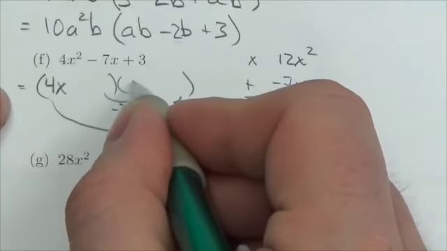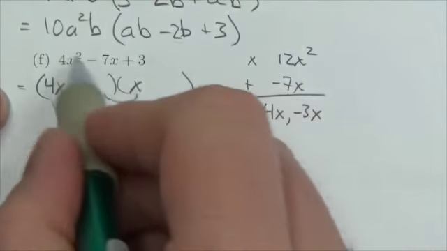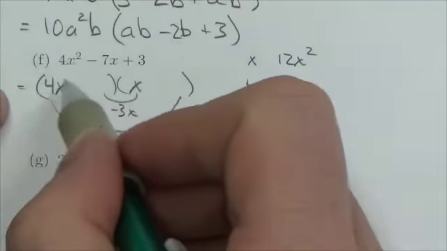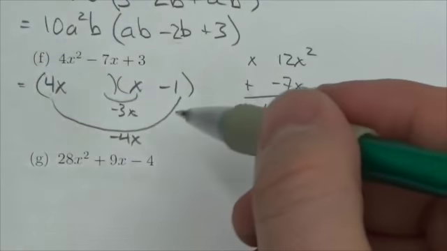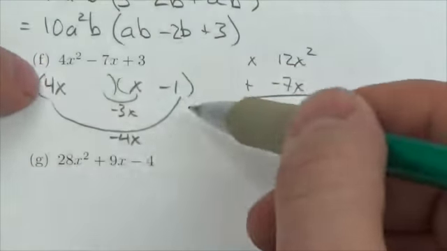Now 4x times this would have to be x, will get me 4x squared. 4x times negative 1 will get me that negative 4x. Perfect, that's exactly what I wanted. 4x squared, negative 4x.